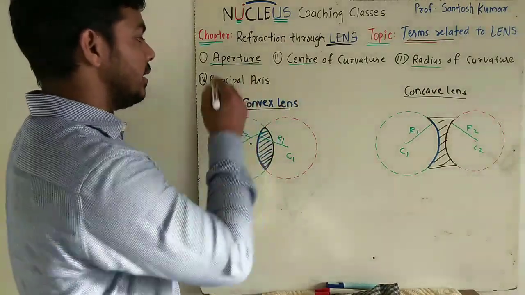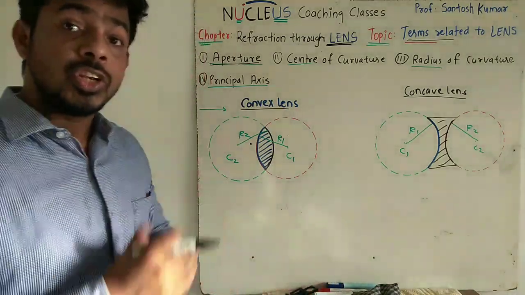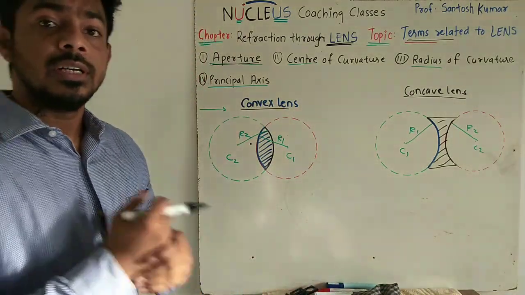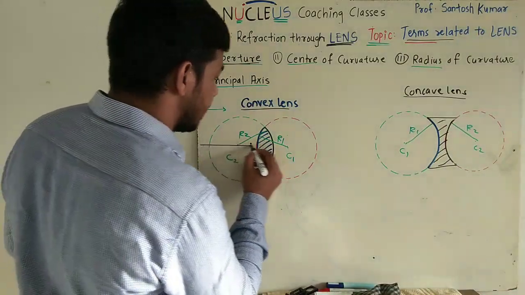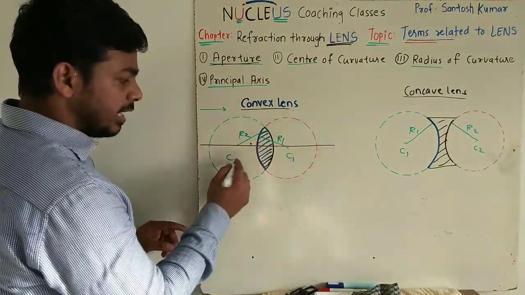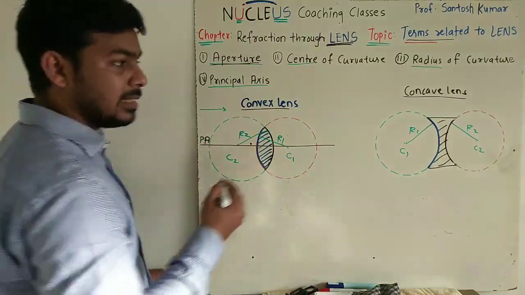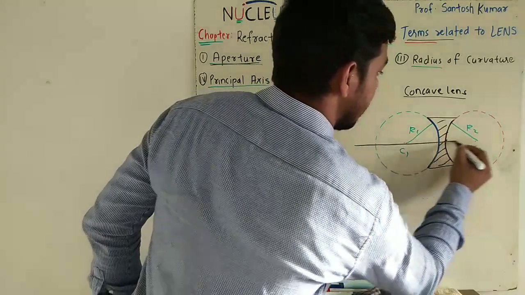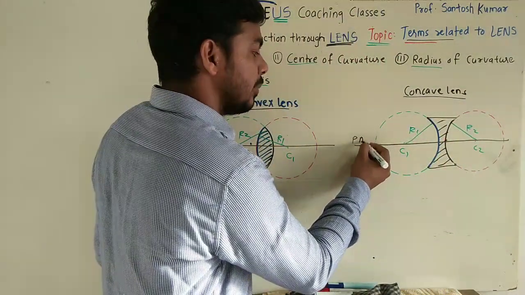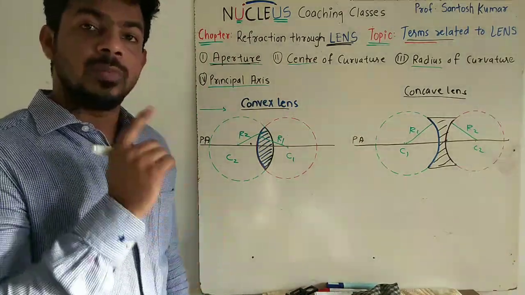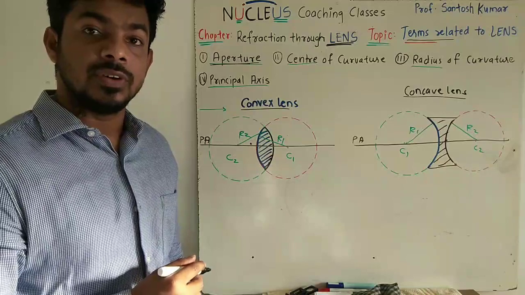So the next term is the principal axis. Principal axis is the straight line passing through the centers of curvature of the lens. If I draw this straight line, we can see that this straight line is passing through C1 as well as C2, so it will be called the principal axis. And here this straight line is passing through C1 as well as C2. So this will be called the principal axis. So principal axis is a straight line passing through the centers of curvature C1 and C2.